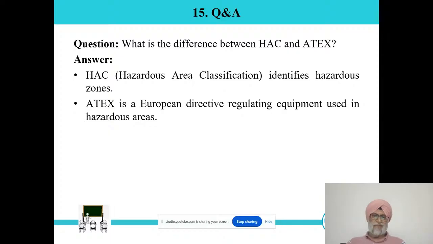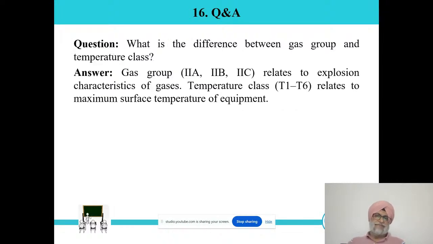Question number 15. What is the difference between HAC and ATEX? Good question. HAC is the Hazardous Area Classification guideline, which identifies the hazardous zone, whereas ATEX is a European directive regulating equipment used in the hazardous area. Basically, we can say HAC is related to how to define the hazardous area, and ATEX gives the criteria, regulations and guidelines on how to select the equipment in the particular hazardous area defined through the HAC. So both are complementary to each other, but independent.